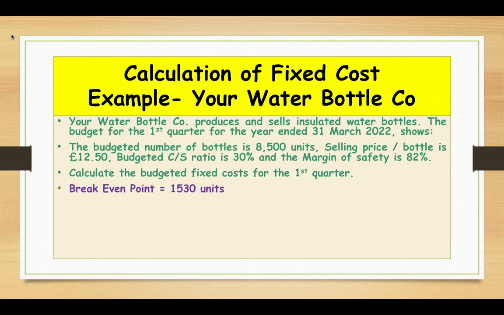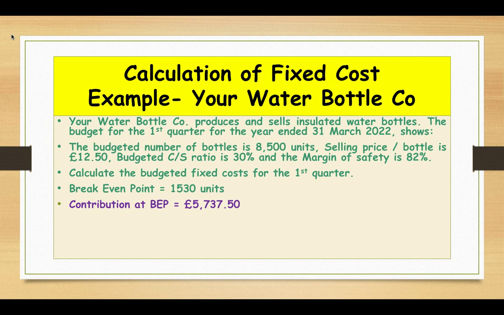Okay, so first we'll calculate the break-even point in units. The maximum number of units is 8,500 units. The margin of safety is 82%. As I mentioned before, the break-even point is 18% of the maximum number of units the company can sell. So 18% of 8,500, which is 1,530 units. That's our break-even point.